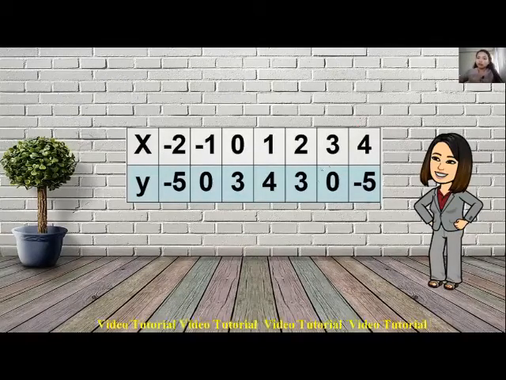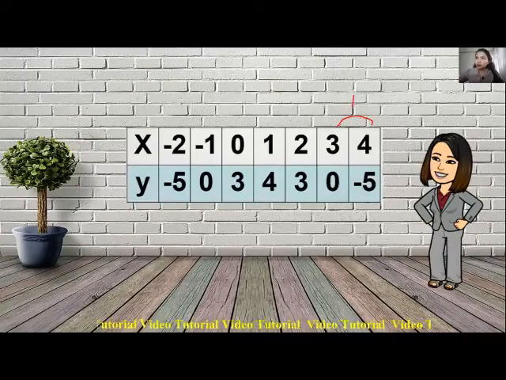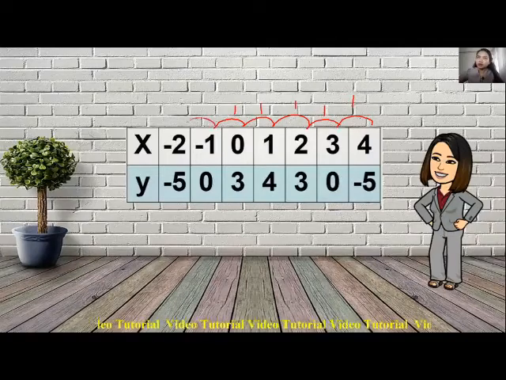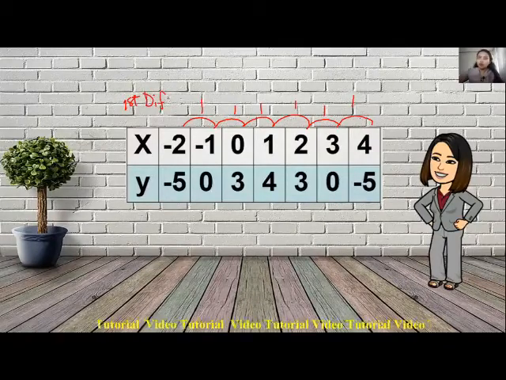Let us subtract to find the first differences in X. 4 minus 3, 1. 3 minus 2, also 1. 2 minus 1, 1. 1 minus 0, that's 1. 0 minus negative 1, positive 1. Negative 1 minus negative 2, also 1. So the first differences are the same.